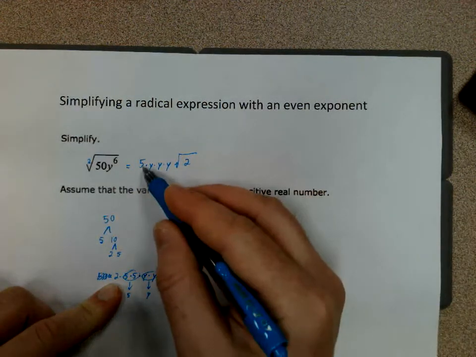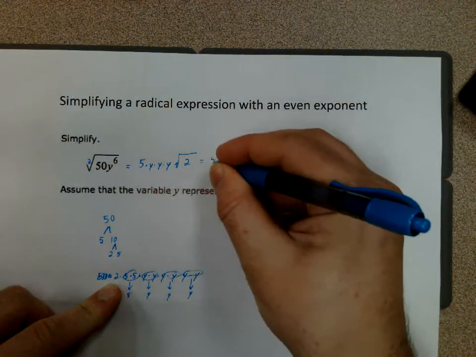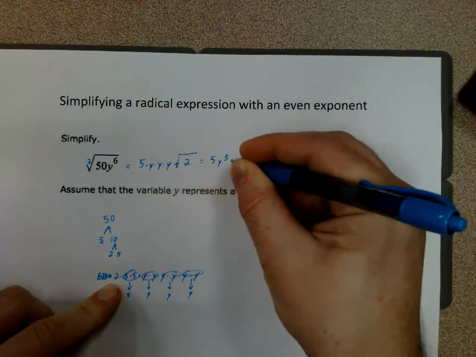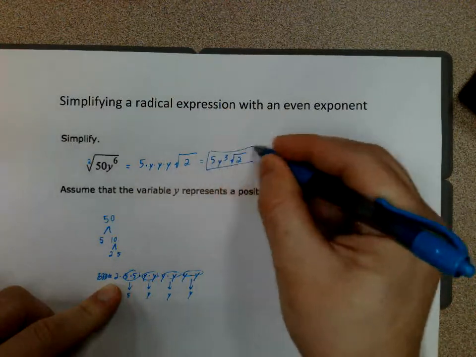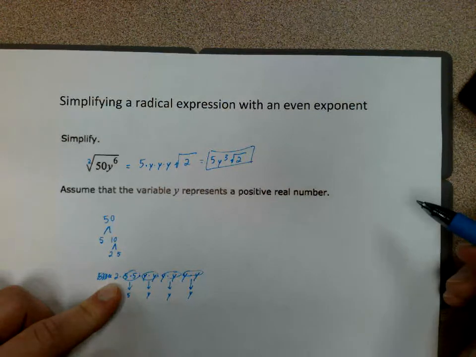So then I want to clean this up because 5 times y times y times y, I can clean up just a little bit and say 5y cubed times the square root of 2. And that is the simplified version of the square root of 50 y to the 6th.